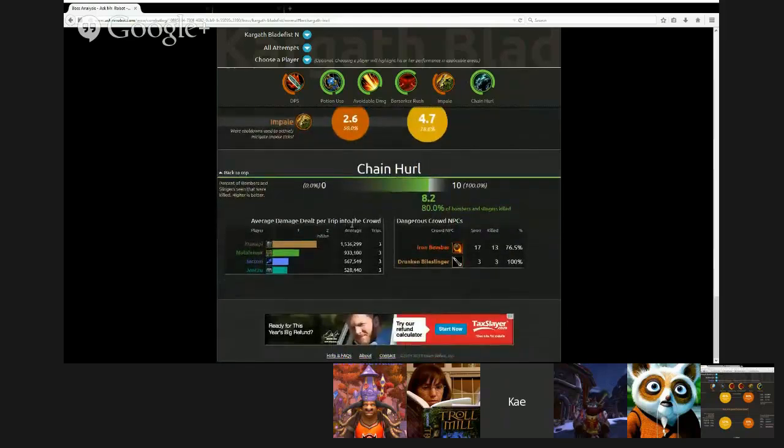And Chain Hurl, again, these are the only people who are going up in the crowd. It shows how successful we are at getting down the specific ads. So here we saw 17 and killed 13. We saw 3 bomb slingers and killed 3. I can say the reason why we didn't kill all 17 is because we didn't go up the last time. We immediately hopped down to kill Kargath faster.